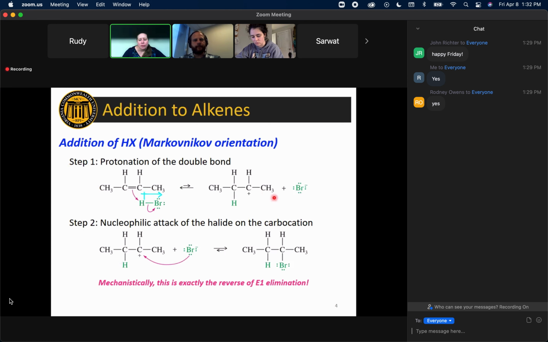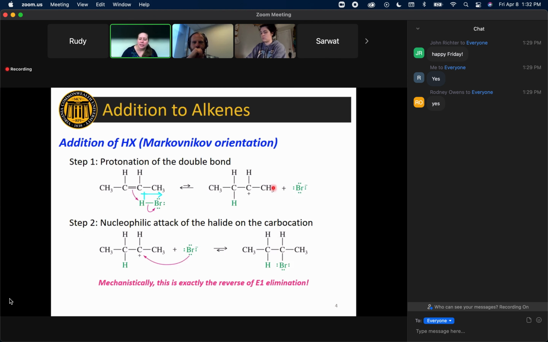From Wednesday, we talked about the addition of HX as our first type of reaction that we're going to learn about, addition to alkenes. And it does go in the Markovnikov orientation. We'll talk more about that in a little bit. But mechanistically, this is going to look exactly like the reverse of an E1 elimination, where the pi bond electrons can act nucleophilically to attack an electrophile. In this case, our electrophile is the proton of HBr.